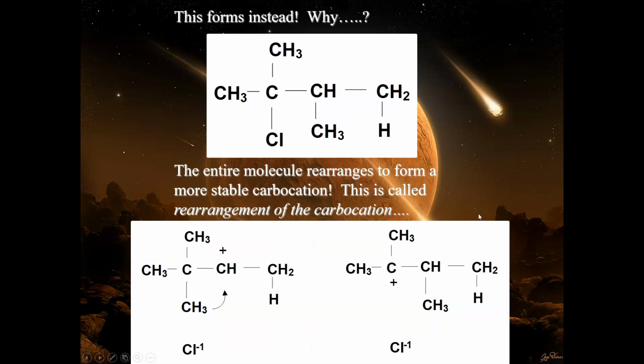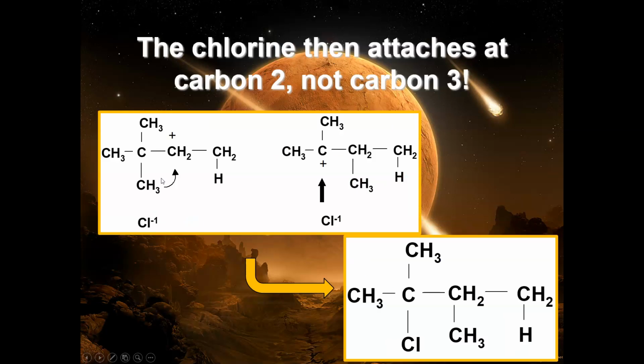Instead of that forming, we get something that looks like this. Why would we do that? The entire molecule is rearranging its form in order to create a stable carbocation. We call this rearrangement of the carbocation. So our methyl group is going to jump over and leave a place for that chlorine to come in. That chlorine is going to attach at carbon 2, not at carbon 3.